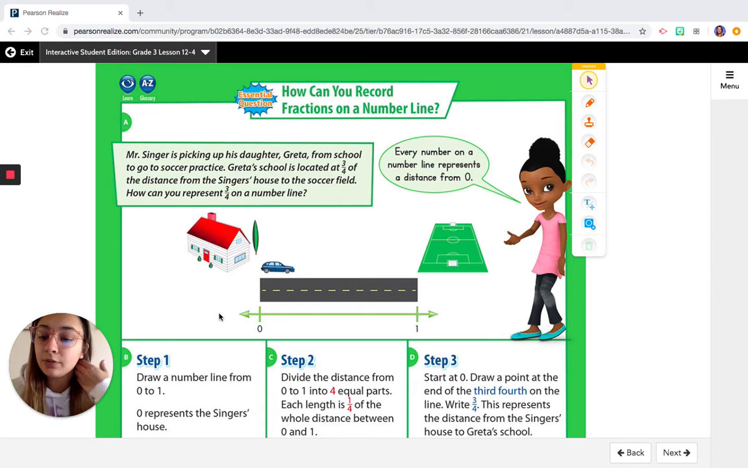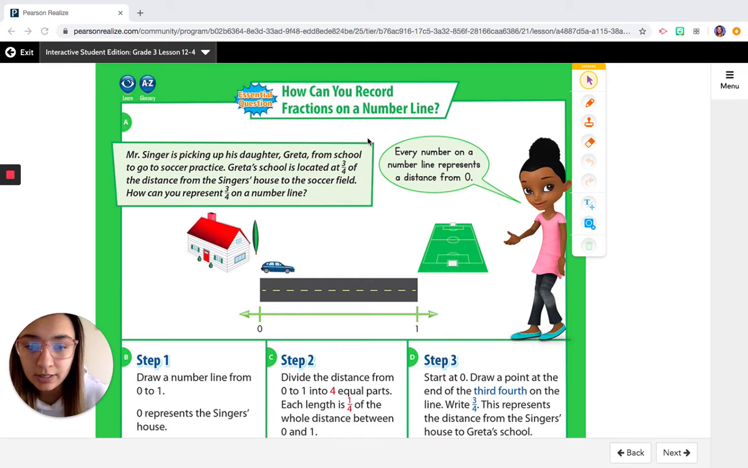All right, so we're going to check out the essential question first for this one. It says, how can you record fractions on a number line? Mr. Singer is picking up his daughter Greta from school to go to soccer practice. Greta's school is located at 3/4 of the distance from the Singer's house to the soccer field. How can you represent 3/4 on a number line?